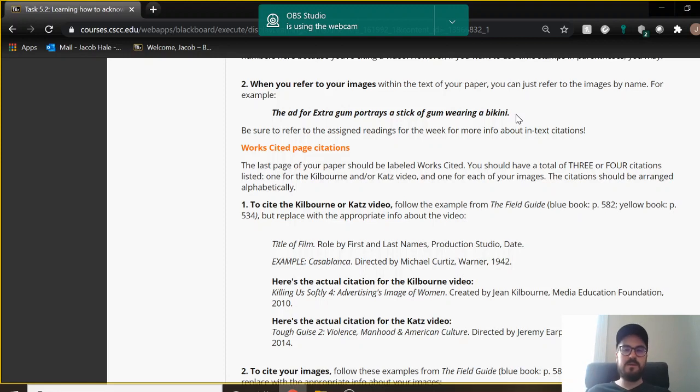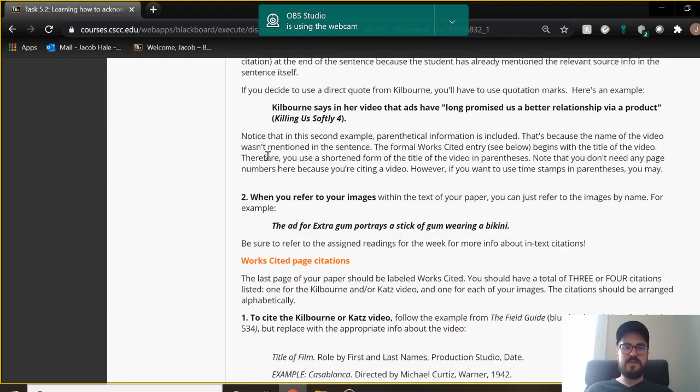What you can also do that many of my students have done in the past is you can label the images. So you're going to have the images in your paper, and underneath it, you can put, image one, Nike ad, image two, Adidas ad. And then in your paper, instead of saying the name of the ad over and over again, you can just say image one, image two. And that also works fine. The important thing is just that your reader knows which image that you are referring to.